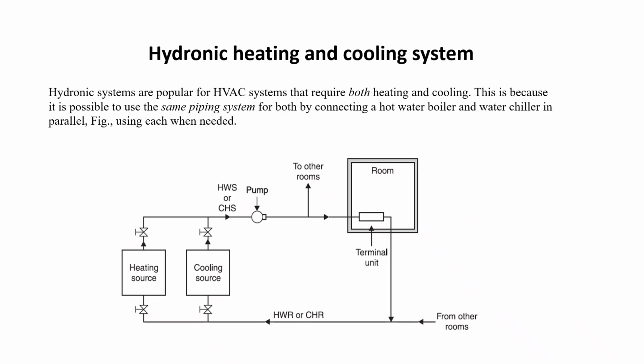So next we'll see the hydronic heating and cooling system. This is the figure we have shown here. This is the hydronic heating system. We call it an HVAC system that requires both heating and cooling. This is because it is possible to use the same piping system for both by connecting a hot water boiler and a water chiller in parallel. So in the previous case, only a hot water boiler was there. Here, we are using both systems. One is a heating source, another is a cooling source. So it is used when it is required.